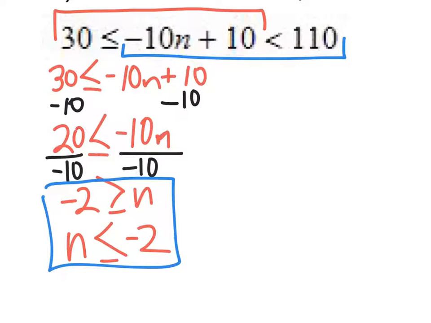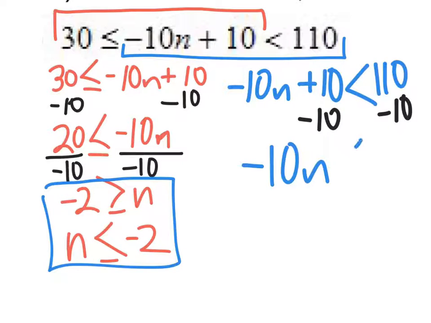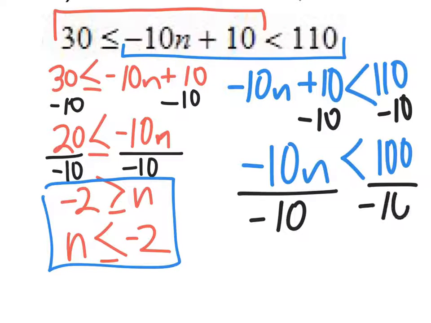Let's take a look at the right side, and I'm going to rewrite it like negative 10n plus 10 is less than 110. So let's subtract 10 from one side. We're going to subtract it from the other, and we've got negative 10n is less than 100. We're going to divide both sides by negative 10. And what are we left with? The sign flips because we're dividing by a negative, so n is greater than negative 10. Beautiful. Okay, so what happens now?